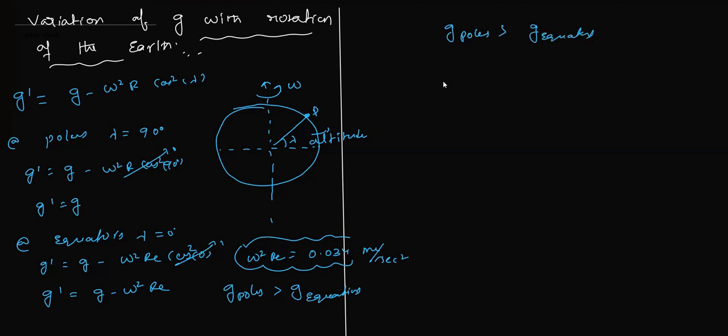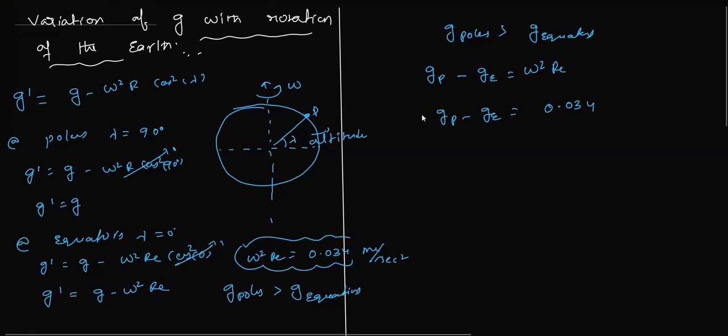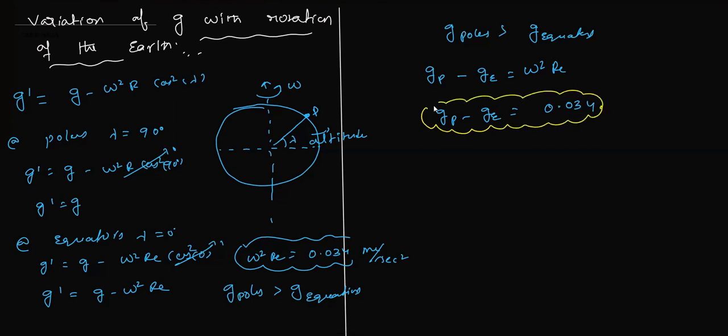Now, g poles minus g equator equals omega square Re. So the difference between g at the poles and the equator is 0.034, which you have to remember. Sometimes for numericals we can directly use these results also. G poles is greater compared to g equator, which we can tell here.